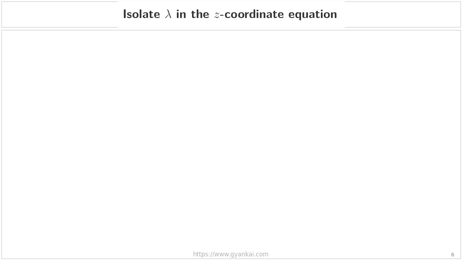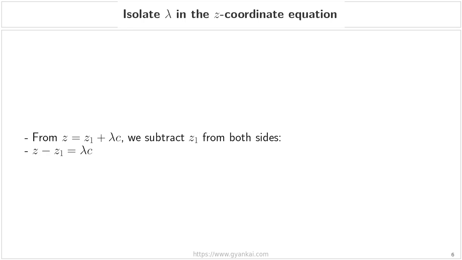Isolate lambda in the z coordinate equation. Now, we apply this exact same logic to our third dimension. Just as we did with the x and y coordinates in the previous slides, let's look at the z-coordinate equation. We start with z equals z sub 1 plus lambda times c. To begin isolating our parameter, we subtract z sub 1 from both sides of the equation, which leaves us with z minus z sub 1 equals lambda times c.